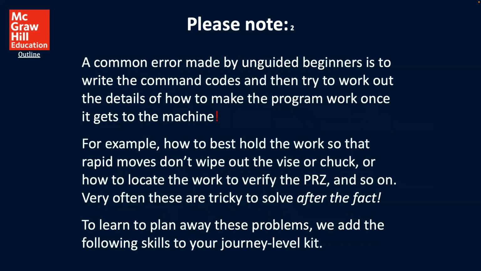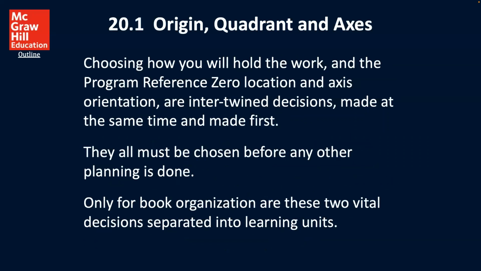Continuing on, a common error made by a misguided beginner is to write the command codes and then try to work out the details of how to make the programs work once it gets to the machine. For example, how best to hold the work so that the rapid moves don't wipe out the vise or chuck, or how to locate the work to verify the PRZ, and so on. Very often, these are tricky to solve after the fact. To learn to plan away these problems, we add the following skills to your journeyman kit. So that's the purpose of this module.